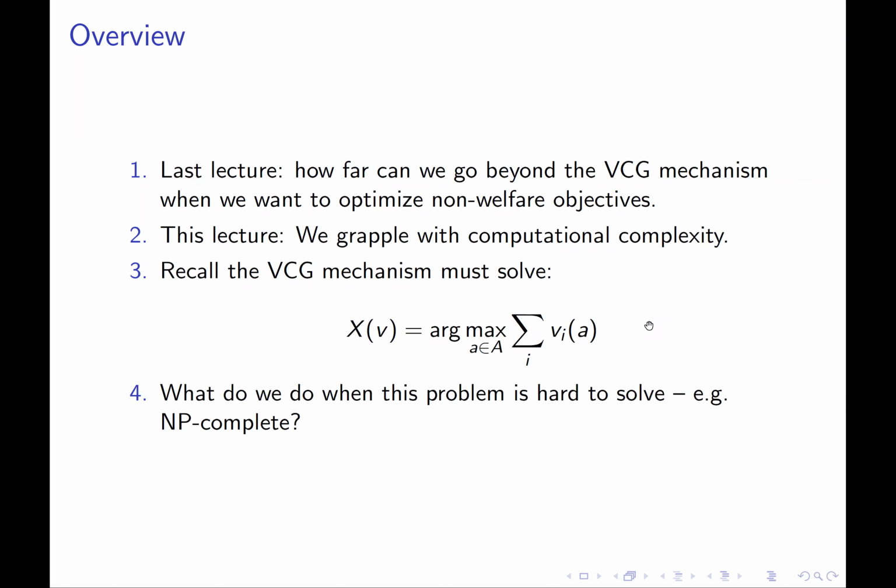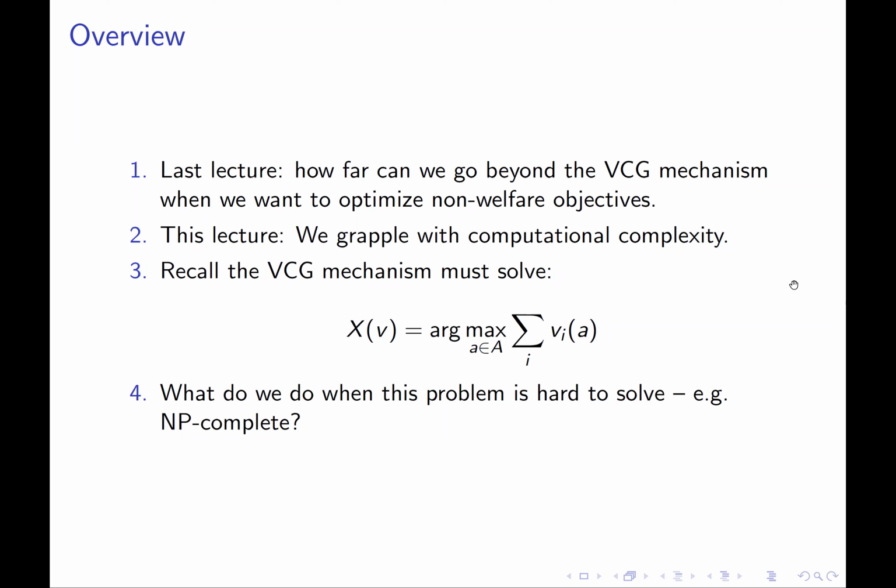So if we have a single item auction, this is a trivial optimization problem. We just look at all the bids and we find the maximum bid. We give the item to the person who bid the most. Right, so in a single item auction, this is a trivial optimization problem. But as we start thinking about richer settings, for example, combinatorial auctions where people might have preferences over complicated bundles of goods, and the question is, how do we partition the goods so as to maximize social welfare?